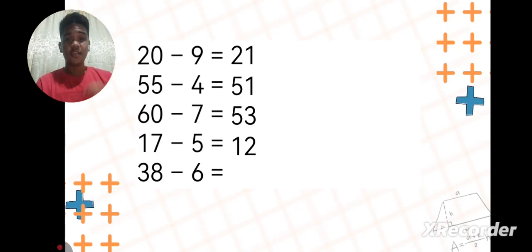Okay, time's up. 38 minus 6 equals... the answer is 32. Okay, very good, class.